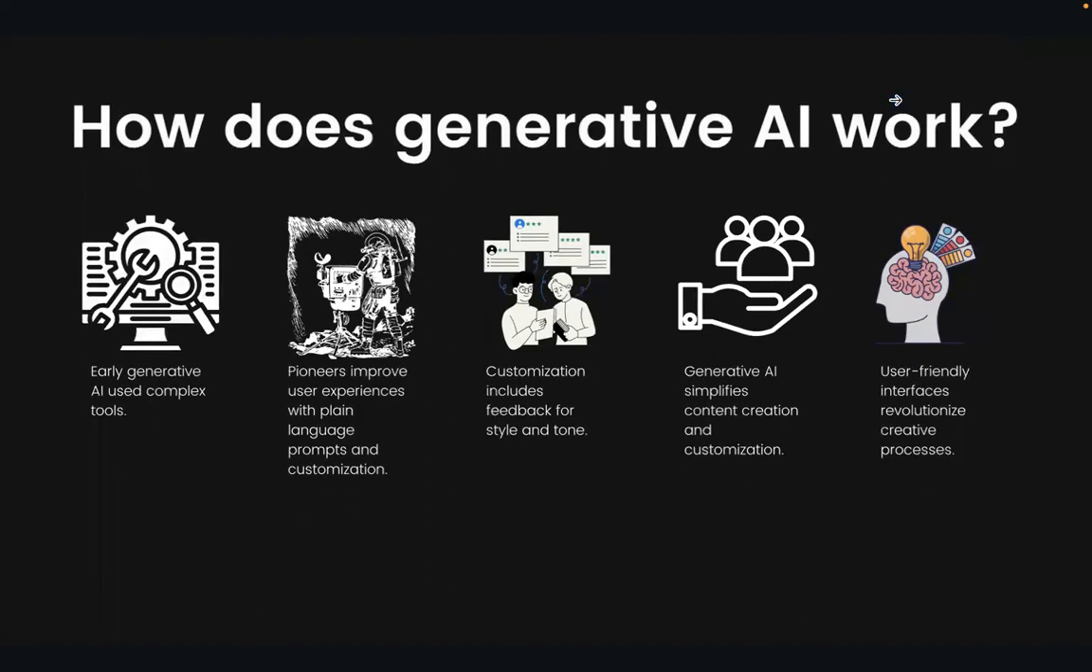How does generative AI work? Early generative AI used complex tools. Then it was improved for user experiences with plain language prompts. As you all might know, generative AI works in prompts, text prompts. Now, customization includes feedback for style and tone. Generative AI simplifies content creation and customization, and it is a very user-friendly interface that has revolutionized the creative processes.